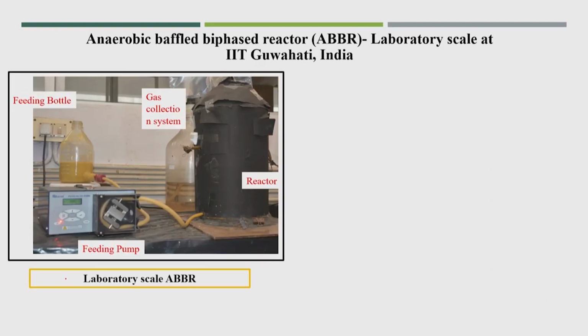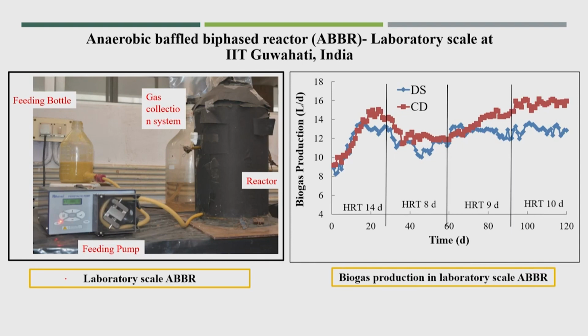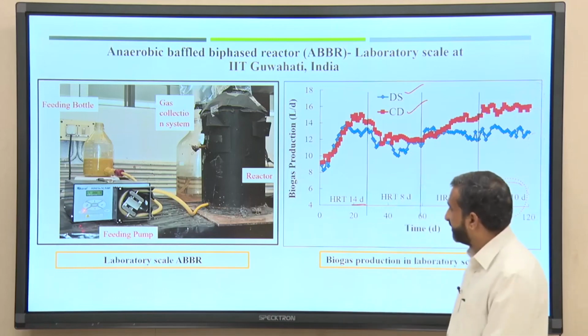So, this laboratory study was done on a 20 liter reactor, and you see here the different inoculum additions, like digested sludge and cow dung, were compared, and it was found that cow dung is more beneficial than digested sludge as an inoculum in the reactor. They started from 14 days HRT and found that 10 days HRT is more beneficial for this reactor.